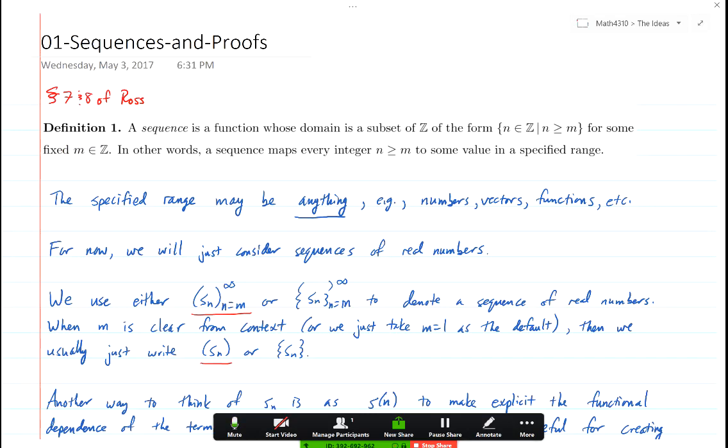But anyways, a sequence is a function whose domain is some subset of Z where it's kind of all the integers after some initial fixed specified integer. And then the sequence, which is a function, takes that integer and it maps it to some value in a range, for all the integers in its domain. And that range could be just about anything.